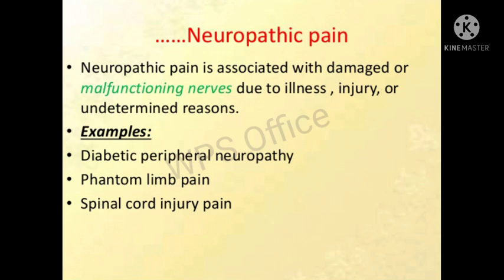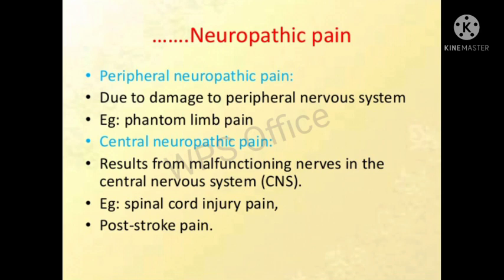Then neuropathic pain is due to the malfunctioning of the nerves, due to illness, injury, or undetermined reasons. Examples are diabetic neuropathy, peripheral neuropathy, phantom limb pain, spinal cord injury pain. So these are the examples of neuropathic pain. Neuropathic pain is again divided into peripheral and central.